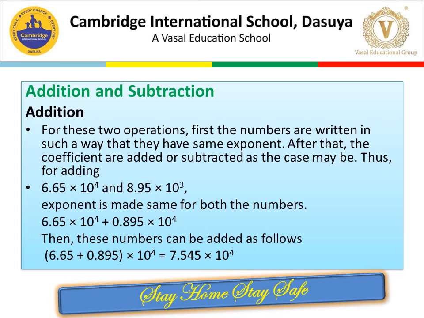Okay, we'll take up the addition first. For example, if we have to add 6.65 into 10 power 4 with 8.95 into 10 power 3. First of all, what we'll do is we will make the powers of 10 equal. So if we are making the power 10 power 4, then the first term will be written as such. In the case of the second term, 8.95 into 10 power 3 will be written as 0.895 into 10 power 4.